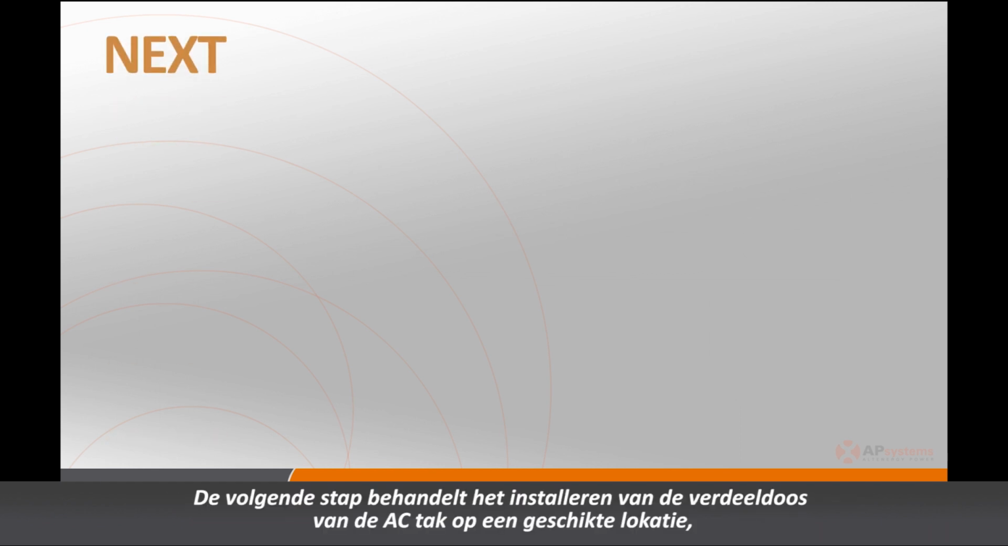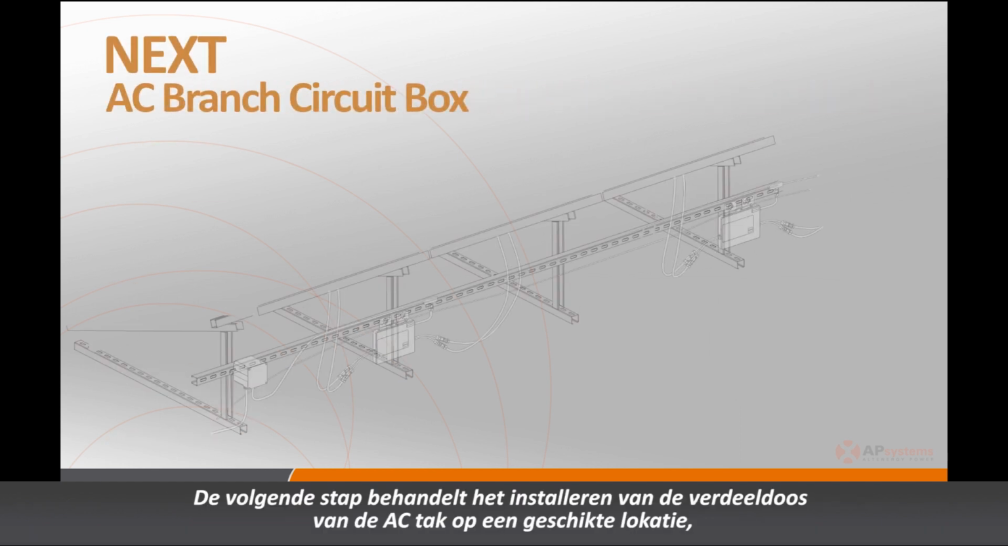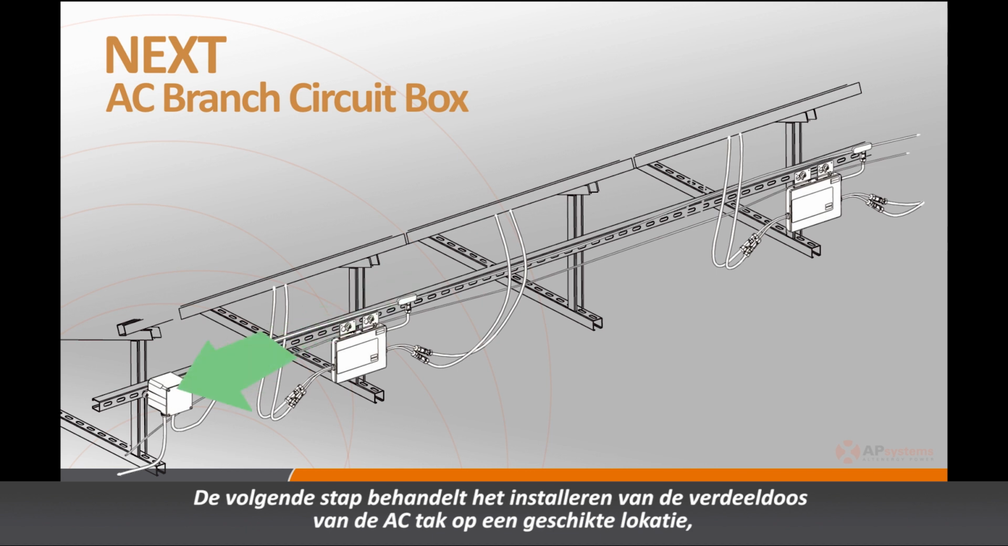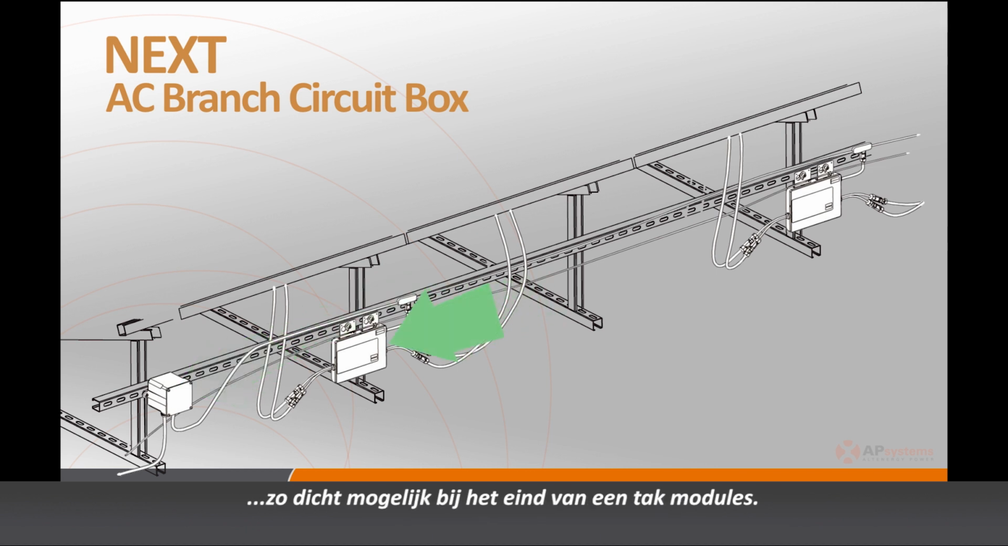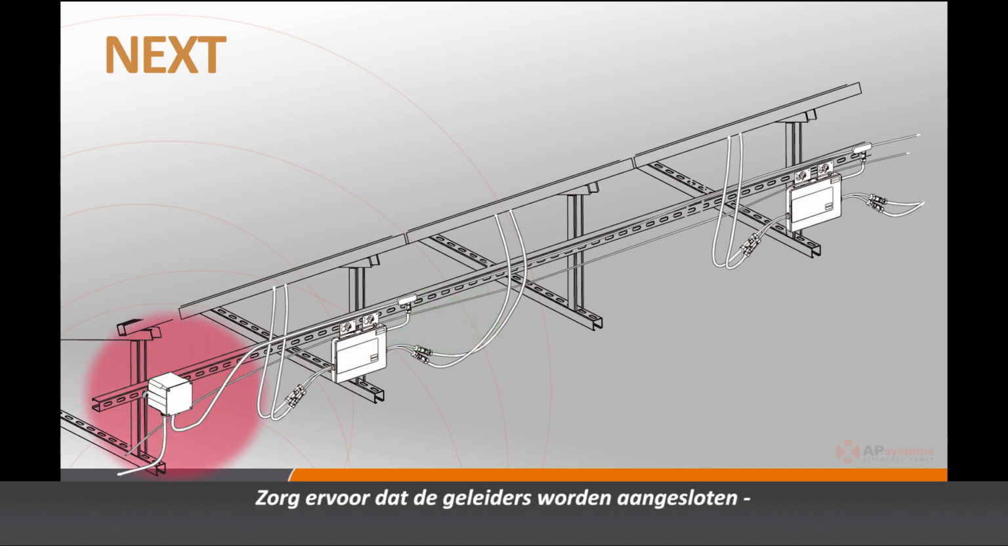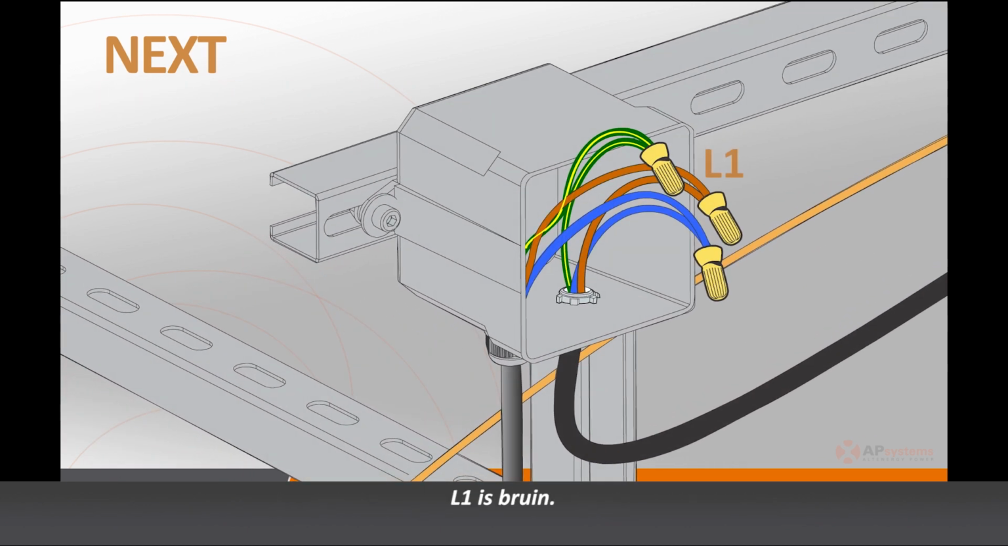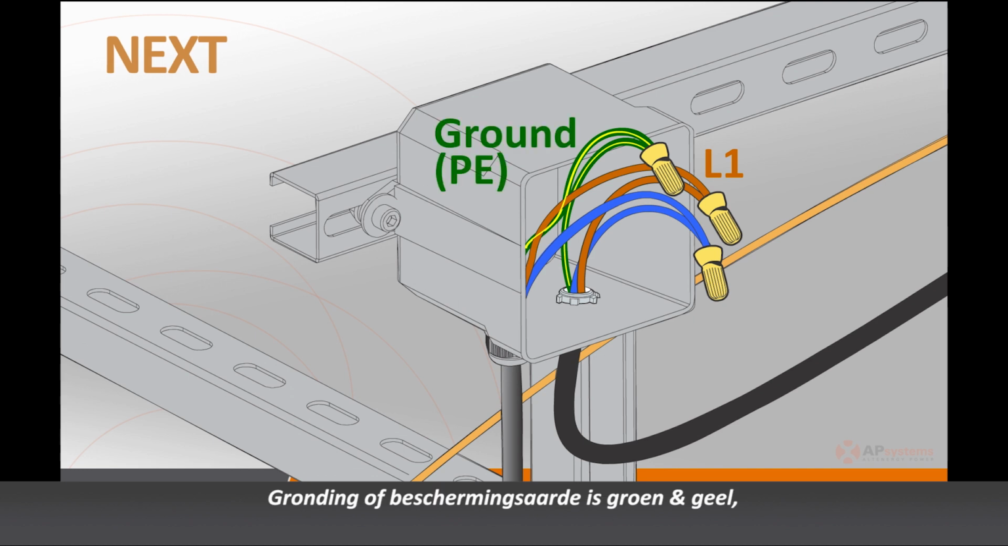The next step involves installing the AC branch circuit junction box in a suitable location, as close to the end of a branch of modules as possible. Make sure to wire the conductors. L1 is brown, ground or protective earth is green and yellow, and neutral is blue.